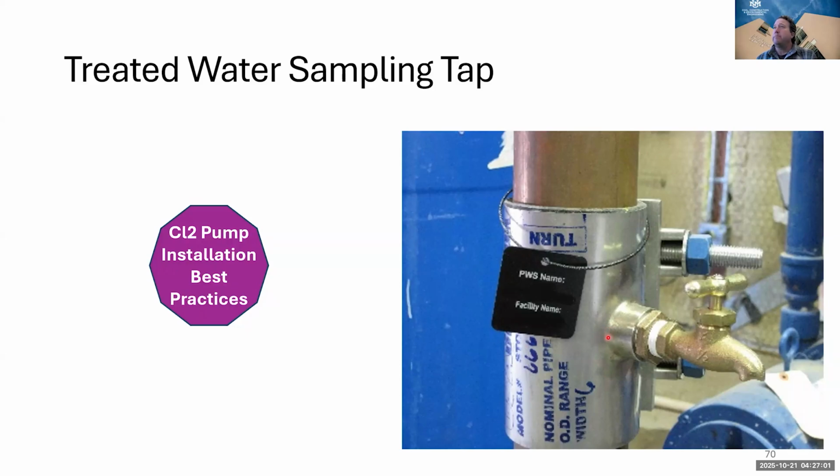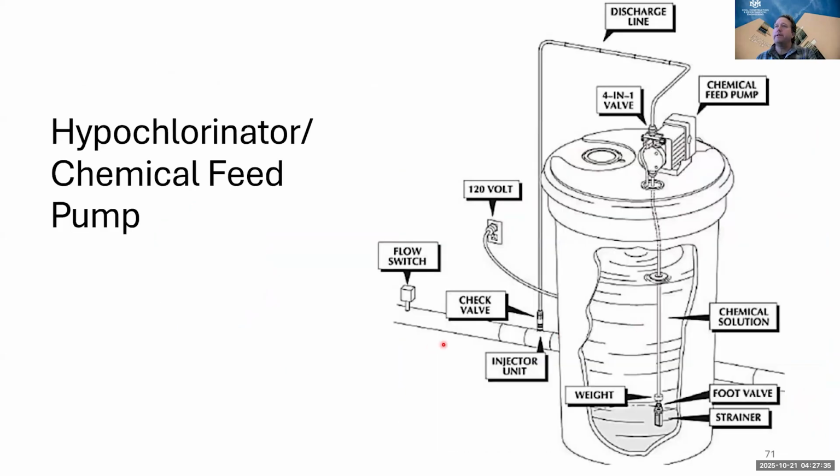What this sample tap does, this one actually serves two purposes. It serves as the entry point to distribution, and so this is where chemical compliance samples are taken for nitrate, metals, cyanide, fluoride, VOCs, SOCs, radionuclides, but it also allows you to investigate how effective your disinfection process is being. Are you getting a chlorine residual here that meets your goals before it goes out to the distribution system? So this is what we like to see.